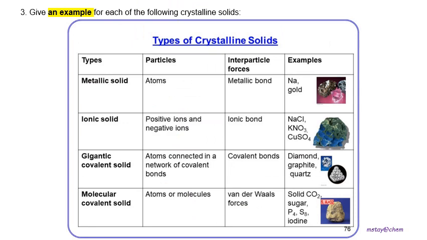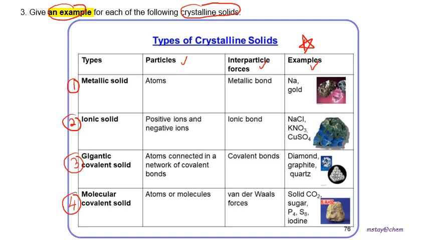Question number 3. Give an example for each of the following types of crystalline solid. Basically, solids can be divided into 4 types: first, metallic solid, ionic solid, giant covalent solid, and also molecular covalent solid. Here, maybe we can try to get the idea of the type of particles, type of intermolecular force, and then also the example. But according to the tutorial question, the requirement is the example only.